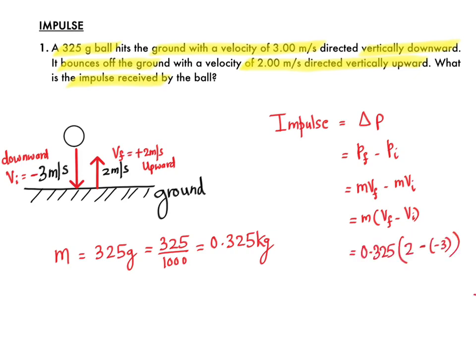Vf is 2 minus bracket, then again minus 3 we put in the bracket and close the bracket, multiplied by 0.325, which is the mass. Calculate it, you will get 1.625, and the unit for impulse is kg meter per second.